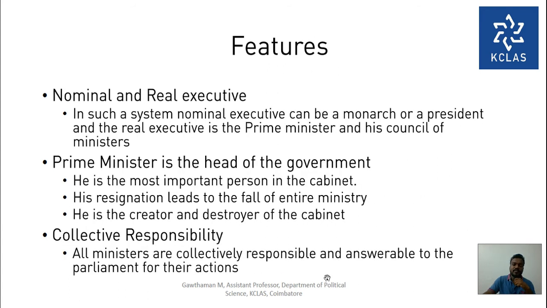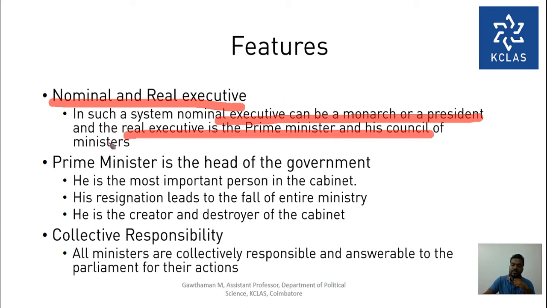Then some of the important features of the parliamentary system of government. One is nominal and real executive. So the existence of nominal and real executive. Please listen carefully, because in the further slides also the same thing will be repeated. In such a system, the nominal executive can be a monarch or a president, and the real executive is the Prime Minister and his council of ministers.